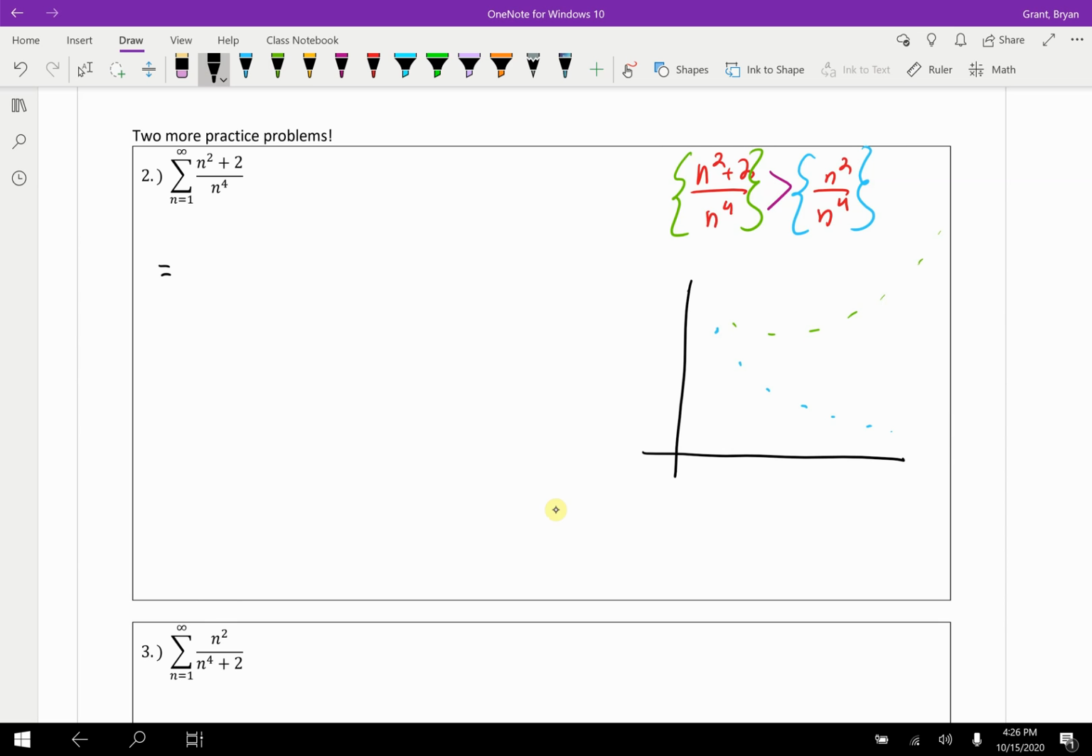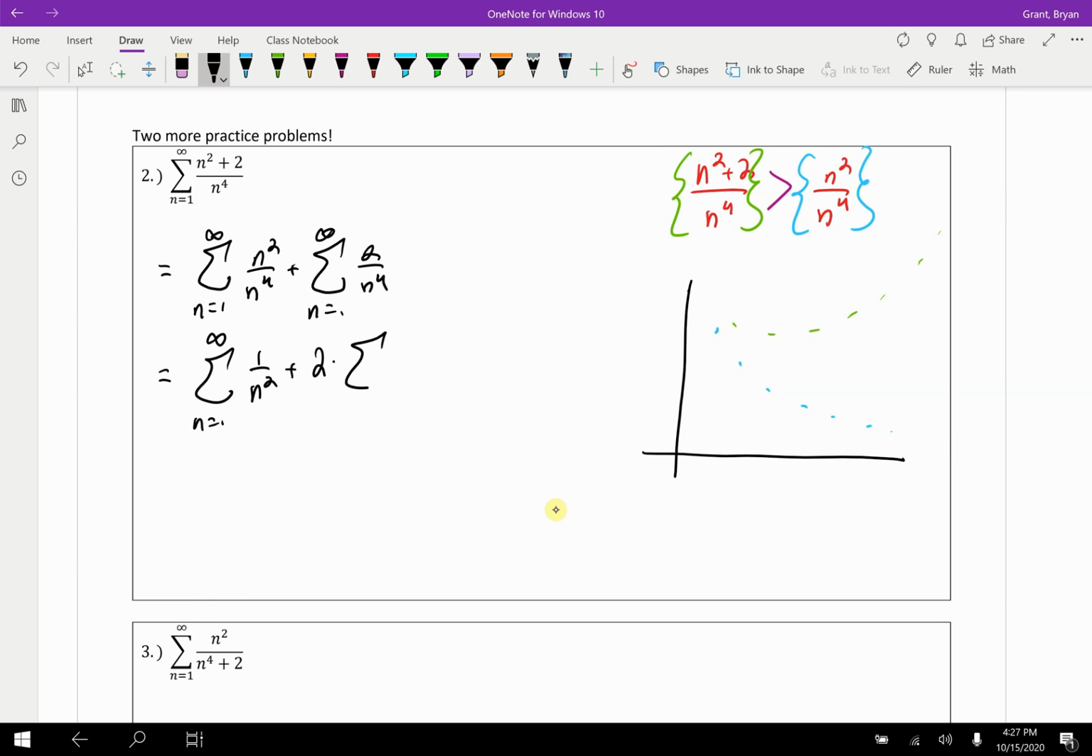In particular, we could just split this guy up. We could say n squared over n to the 4th, plus same denominator, 2 over n to the 4th. And then we could simplify, and this is 1 over n squared, and this one I'll factor out the 2, sum from n equals 1 to infinity of 1 over n to the 4th. Do those converge? Well, they do. Both of these series are p-series with p greater than 1, so therefore, they converge.